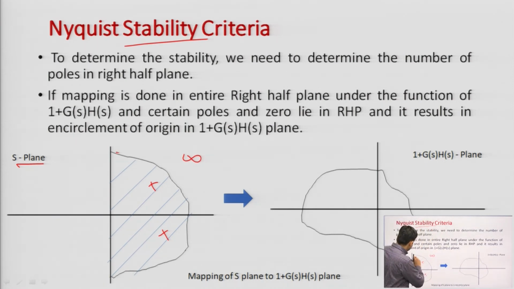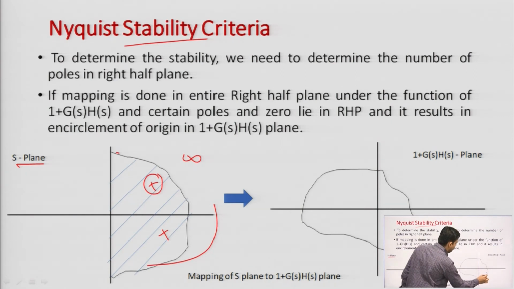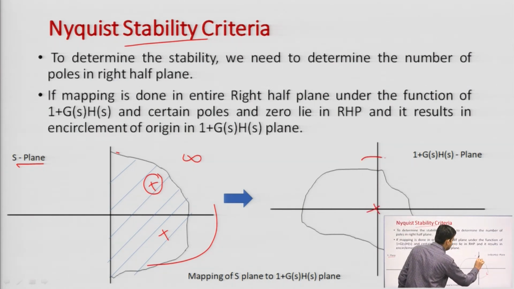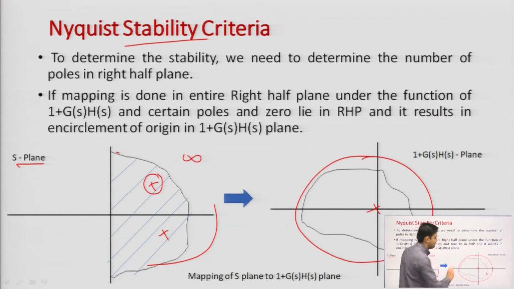I will scan the whole right half plane, and if there is any pole, I will get an encirclement around the origin. If there are 2 poles, I will get encirclement 2 times around the origin. So, this encirclement will tell us around the origin how many poles are lying in the right half, and this will make our system unstable. Okay. So, this is the Nyquist stability criterion, right.